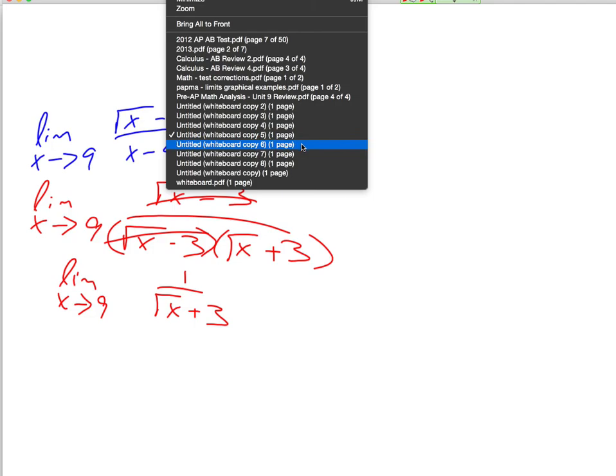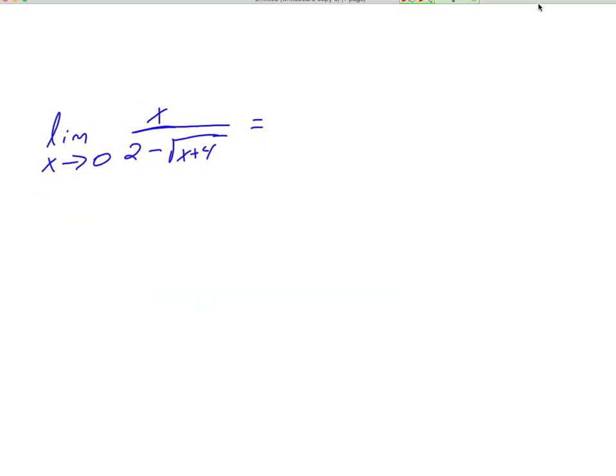Next one. I have the limit as x approaches 0 of x over 2 minus the square root of x plus 4. Limit as x approaches 0 of x over 2 minus the square root of x plus 4.